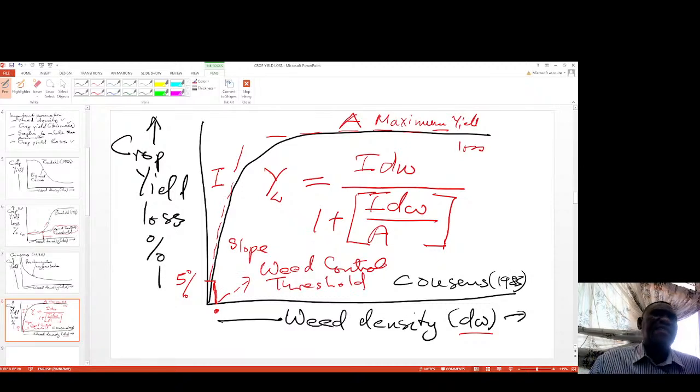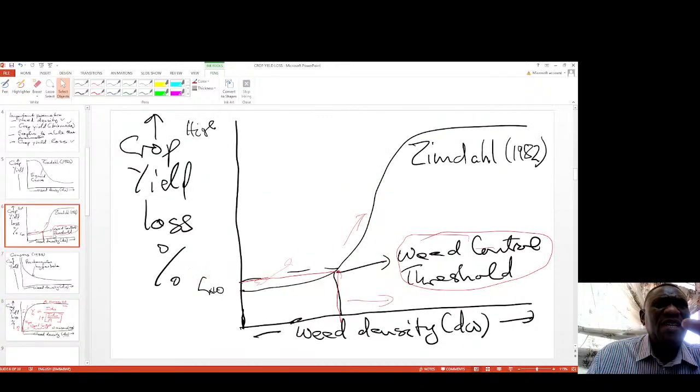This is the density. If it is attained in the field, you now need to come in with the weed control regimes. But from Zimdar, you can easily read off the weed control threshold because of this sigmoid curve.